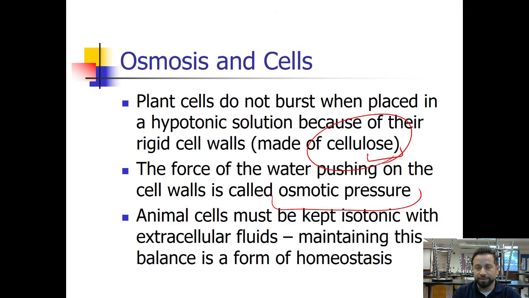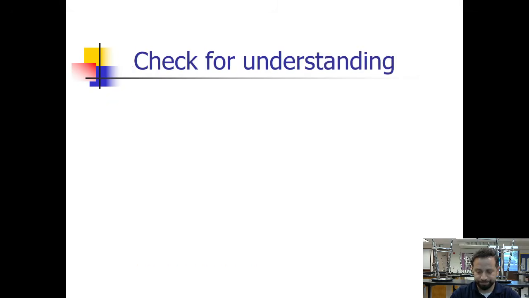And lastly, animal cells have to be kept in an isotonic solution with their extracellular fluids. This is a form of homeostasis. So when we talk in class about homeostasis, this is another example that you can bring up.